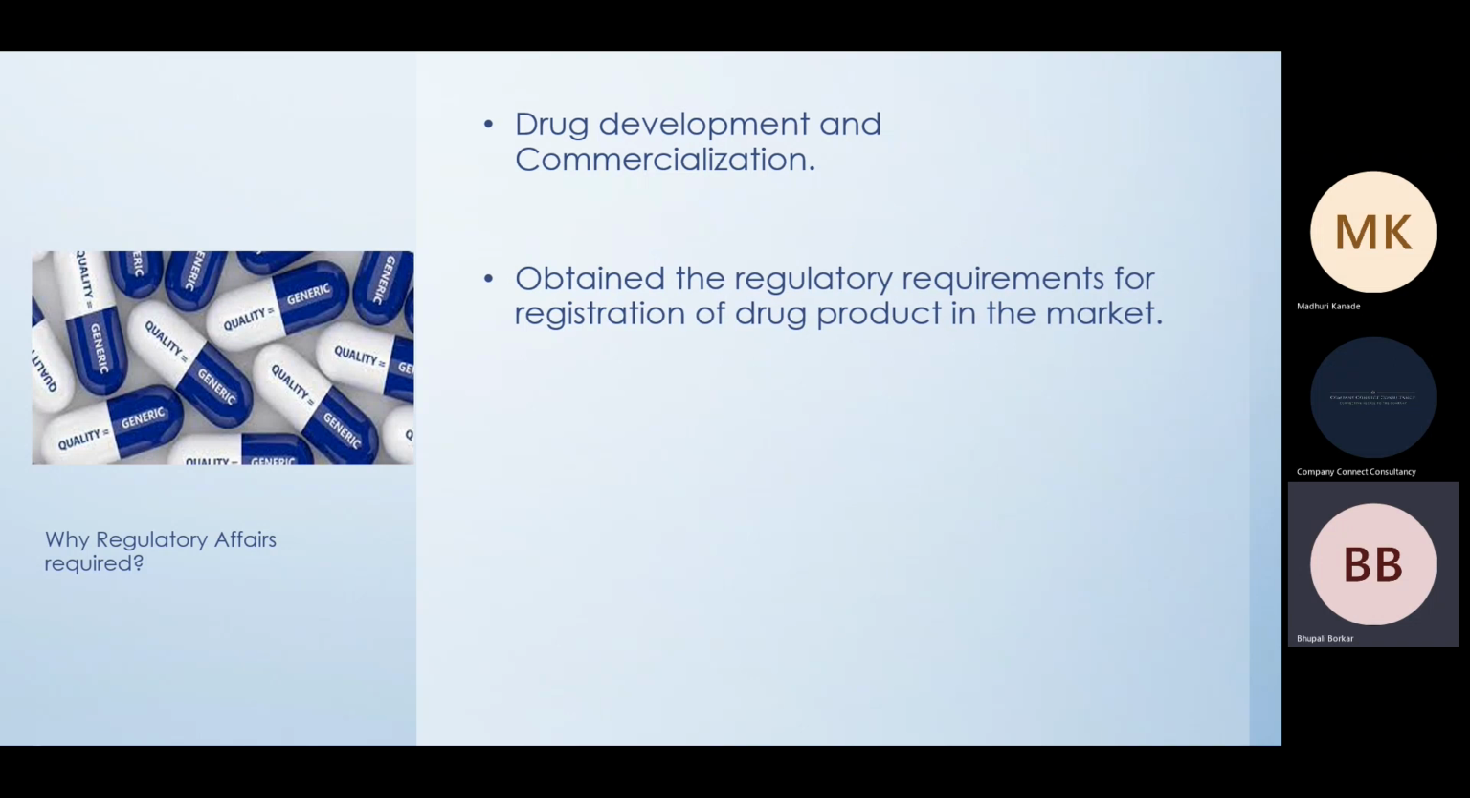Obtaining the regulatory requirements for registration of a particular product is another. Any layman cannot go and say, I want to market my product in a particular country. You need to know the regulations and guidelines of that particular area, and only then can you market it in that country. So the RA professional is the one who knows all the basics for registering a product in a market.